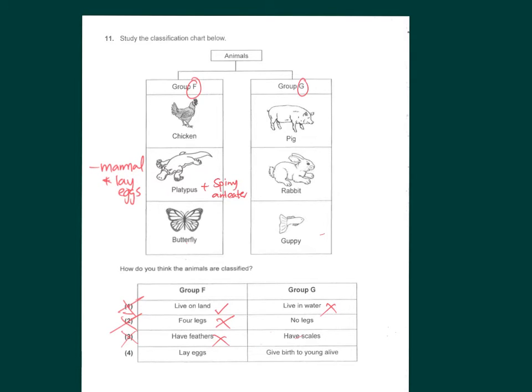All right. Do also note that the guppy is considered a fish, but this is the only fish that gives birth. Only fish that gives birth. All other fish are considered to lay eggs. Right? They reproduce by laying eggs. But the guppy is the only one that gives birth to its young. Okay. So therefore, the answer is 4.